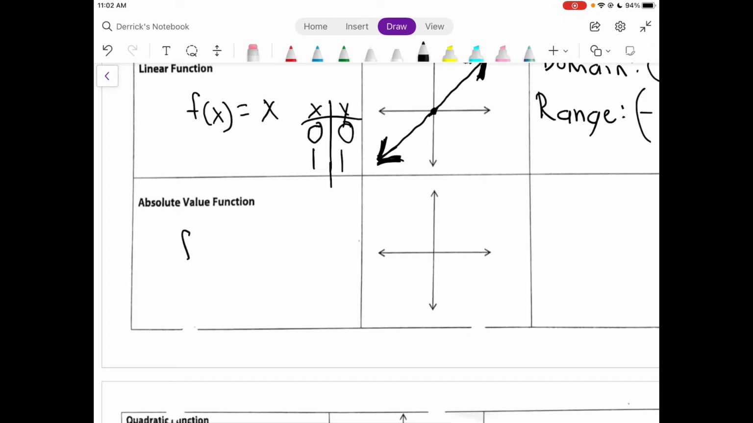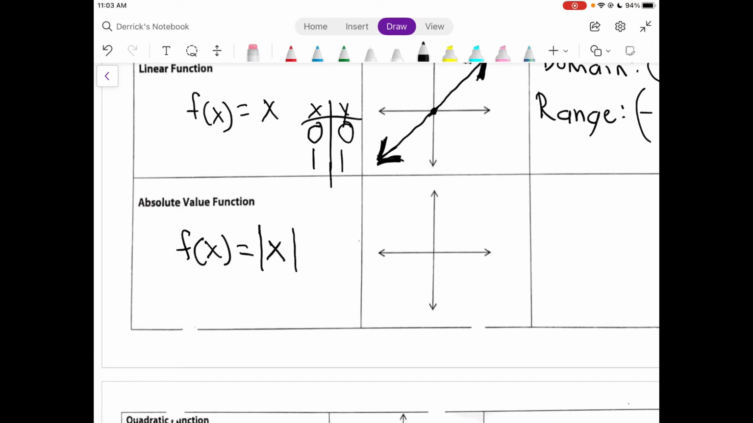So if our parent function for a linear was just f of x equals x, then for the absolute value function, really all we need to do is take that and make it an absolute value function, which, as the name would imply, means I want to take the absolute value of x.